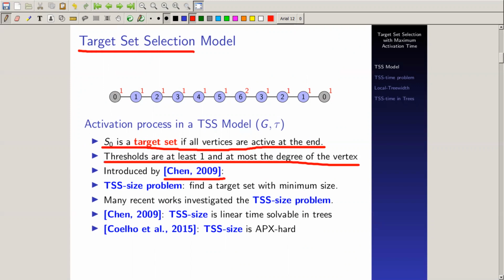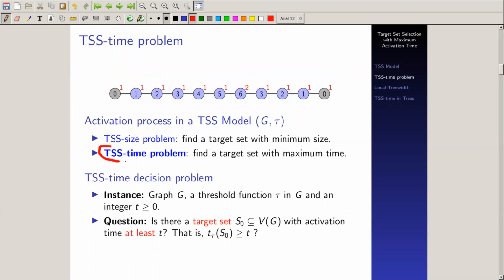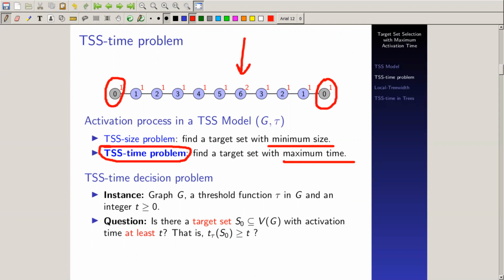The classical target set selection problem, the TSS size problem, is the problem of finding a target set with minimum size. There are many recent works investigating the TSS size problem, which is linear time solvable in trees and APX-hard. In our work, we introduce the problem TSS time: find a target set with maximum activation time instead of minimum size. In this example, this target set with 2 vertices is the minimum target set and also obtains the maximum activation time. But this does not always happen.